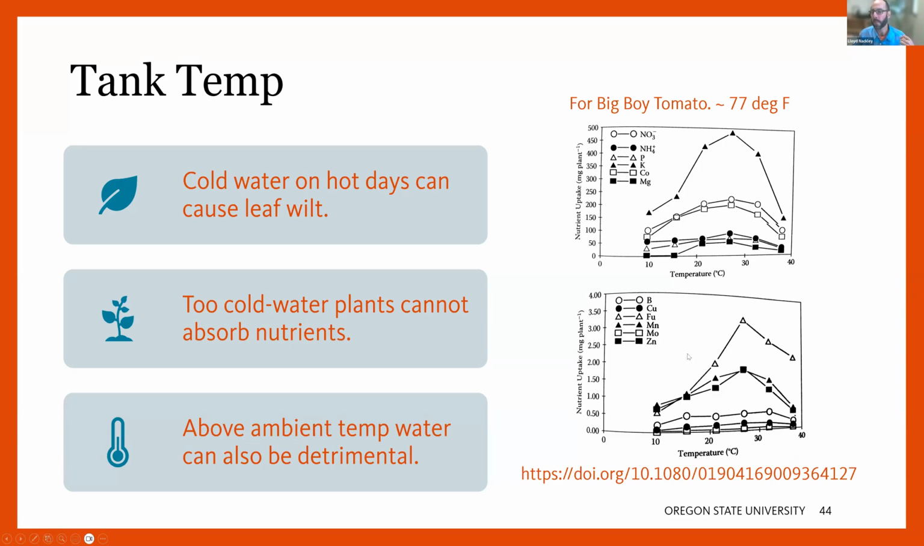So here's an example from a tomato, Big Boy tomato, grown at different tank temperatures and the different absorption of the nutrients. And we see potassium at the top. Potassium here is more affected by temperature than some of the other elements. They are all affected. You can see a peak right around 77 degrees. So this is in Celsius, but I converted it. So around 77 degrees for tank temperature for macronutrients. And similarly for micronutrients, we're seeing the effect of tank temperature.